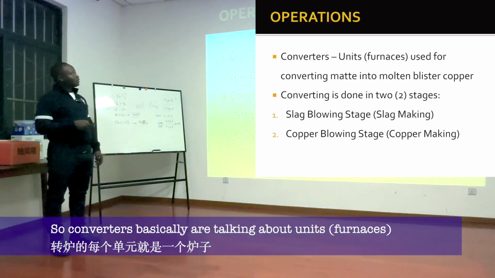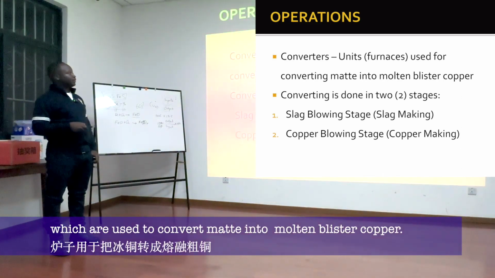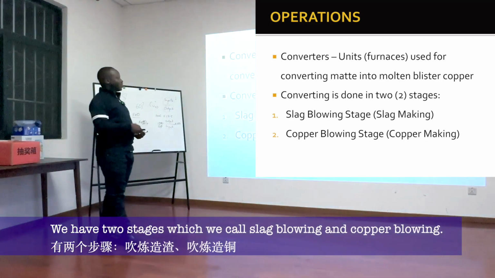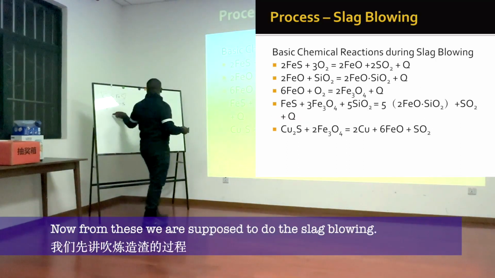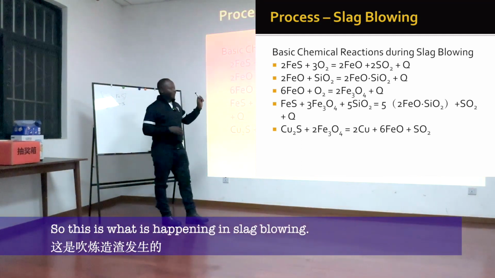So converters, basically we're talking about unit furnaces which are used to convert matte into molten blister copper. So this is our job. We have 2 stages, which we call slag blowing and copper blowing. Now from this, we are supposed to do the slag blowing. So this is what is happening in slag blowing.